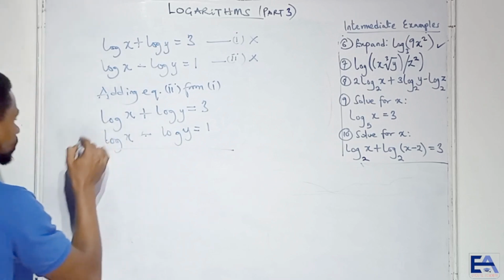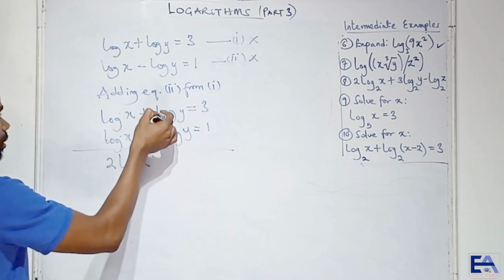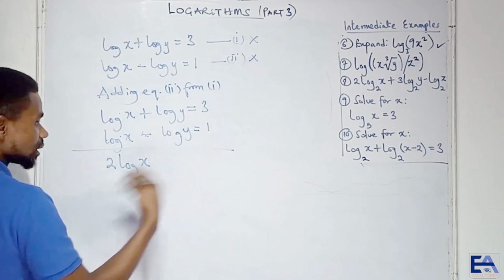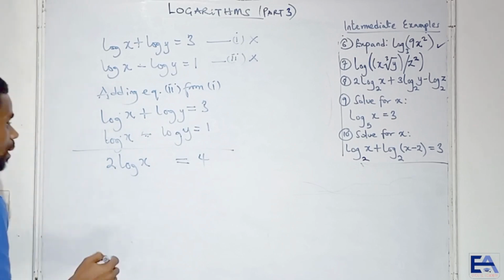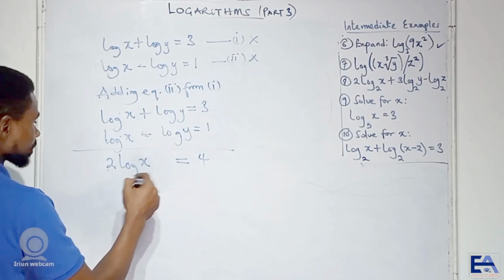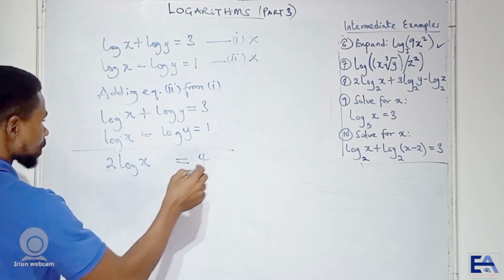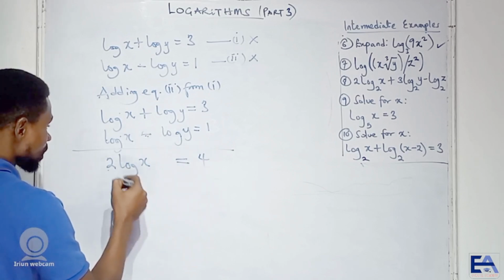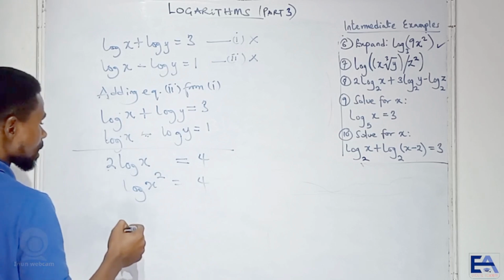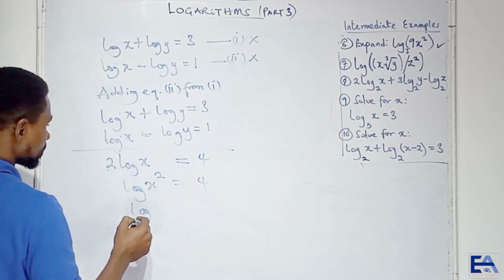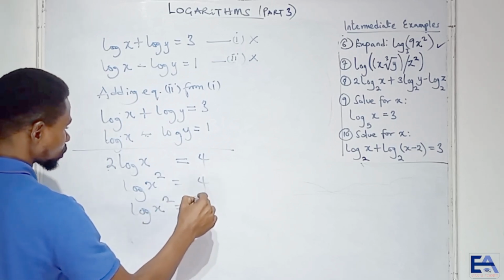So adding the two equations, what do we have? Log x plus log x will give us 2 log x. But log y minus log y is 0. So that will be equal to 3 plus 1, which is 4. Now 2 log x is equal to 4. All right? What can we do? We can apply many methods to solve it. One of the methods is to say log x raised to power 2 is equal to 4.